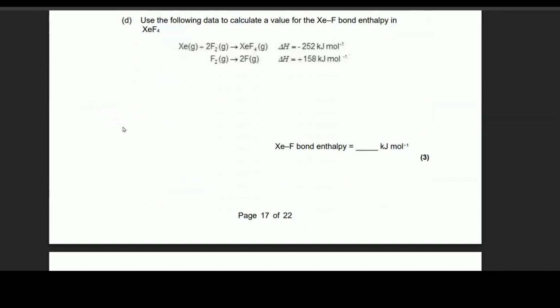All right, I'm on part D. Use the following data to calculate a value for the Xe-F bond enthalpy in XeF4.